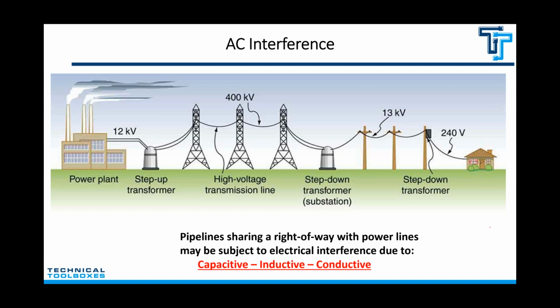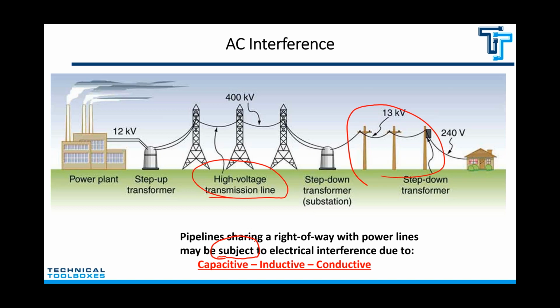So when we share a right of way, if your pipeline runs through a right of way with power lines, and again, it could be the high voltage transmission, it could be some of your distribution lines if you run parallel with them for a long enough way, when you do that, you're subject to three types of interference. You've got capacitive, inductive, and conductive. And we'll talk about each of those here in just a minute. But I want you to focus on one word right here: subject.